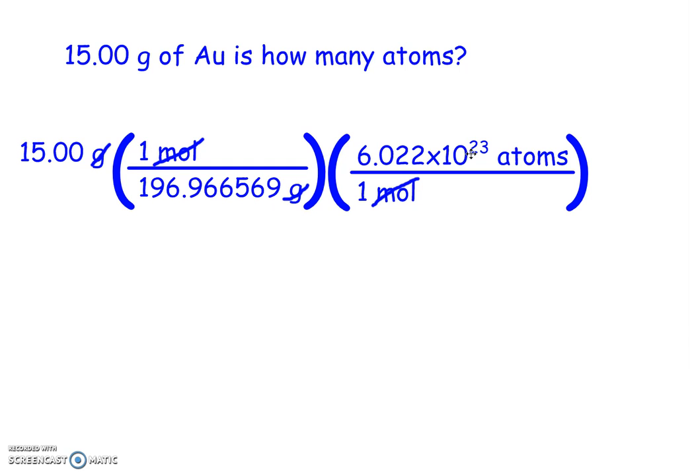Then we multiply everything on the top, divide by everything on the bottom, and I get that 15 grams of gold is 4.586 times 10 to the 26th atoms.